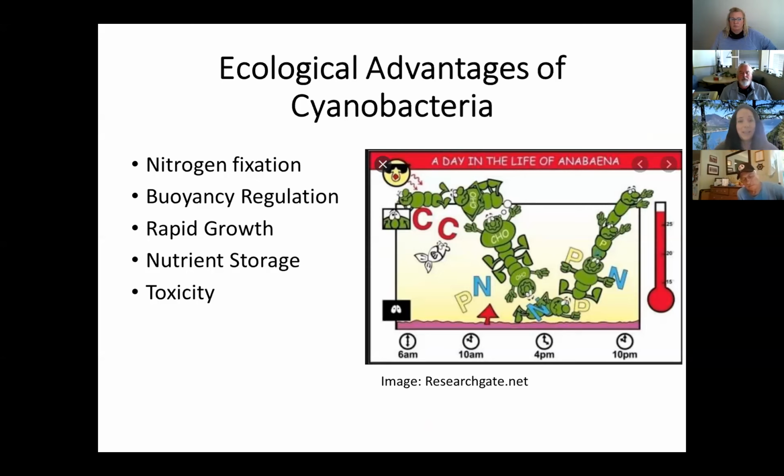They can regulate their buoyancy. This animation on the right is showing different times of the day. They can be in different parts of the water column, so they can float up to the surface and get their nitrogen or nutrients, and then they can go back down. So it's pretty interesting. They have the ability to grow rapidly, so a harmful algae bloom can happen within a matter of hours. And then they can store nutrient, and then, like we already said, toxicity.